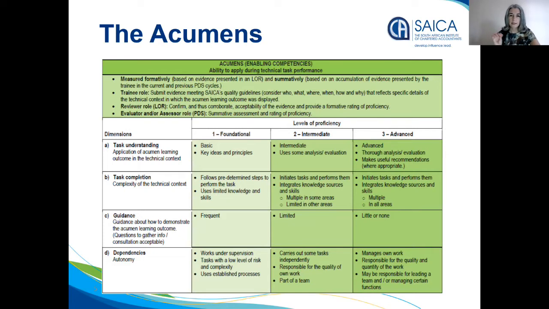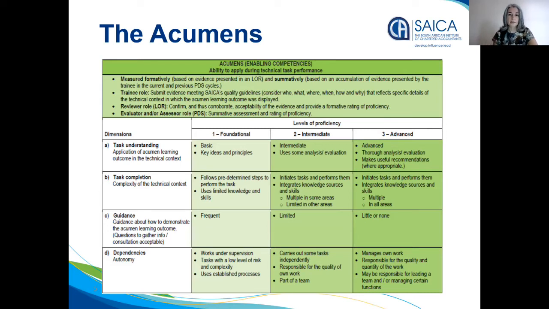Let's have a look at a little bit of the detail so that you can understand why intermediate or advanced could be allowed. When you look at task understanding, there is a vast difference between a trainee only being able to understand something at a basic level and only applying key ideas and principles. The moment we enter into the territory of the intermediate understanding, they have to start applying some analysis and evaluation to the work that they're doing.